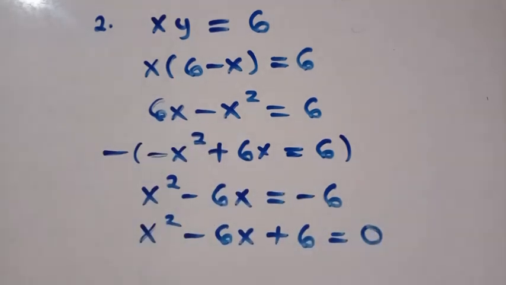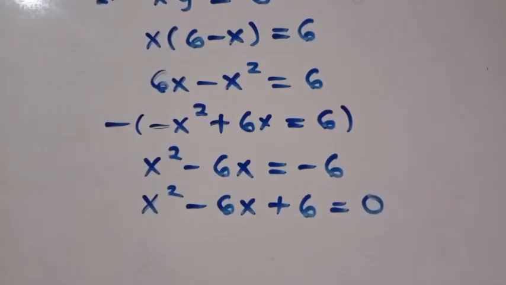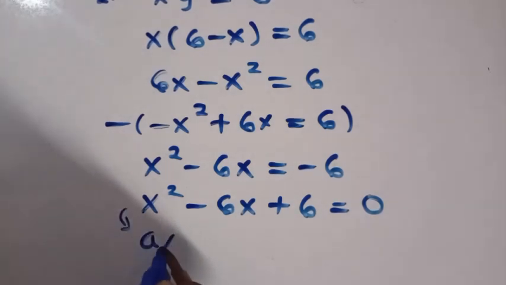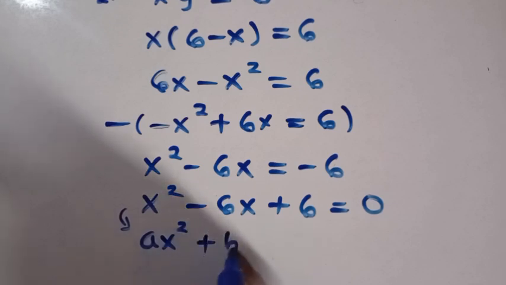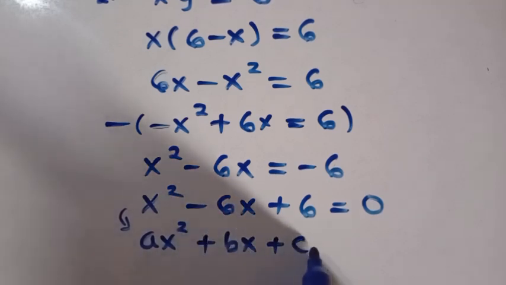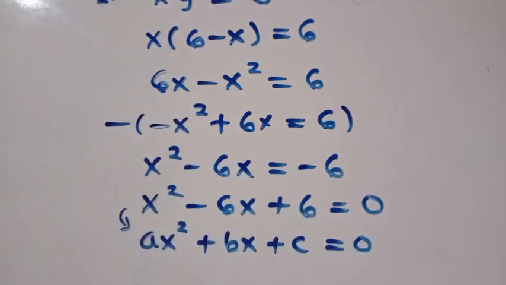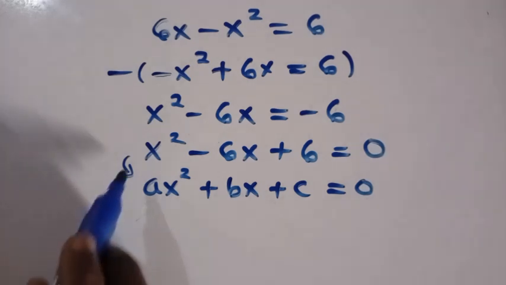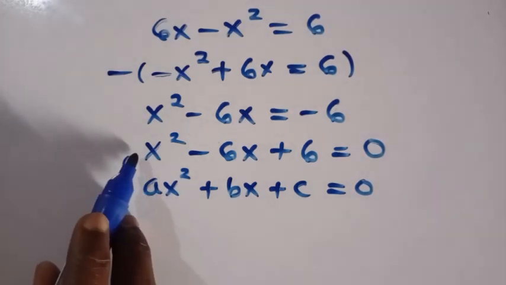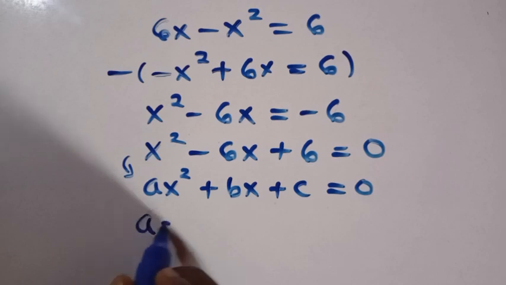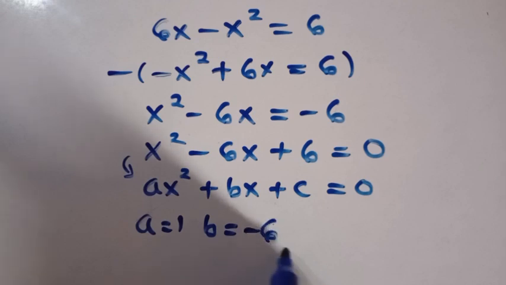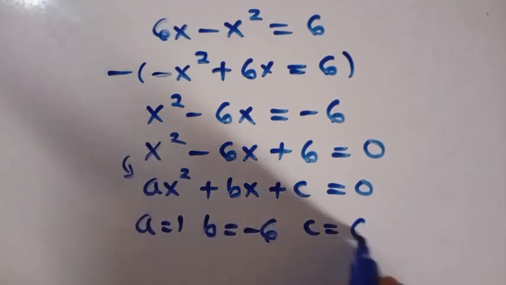So here is a quadratic equation, as we are going to find the two values of x for this. So when you consider this, you compare it with ax squared plus bx plus c equals 0. So we can see from here that a is the coefficient of x squared, as our a here equals 1. So b is the coefficient of x, which is minus 6. And c is the constant value, which is 6.